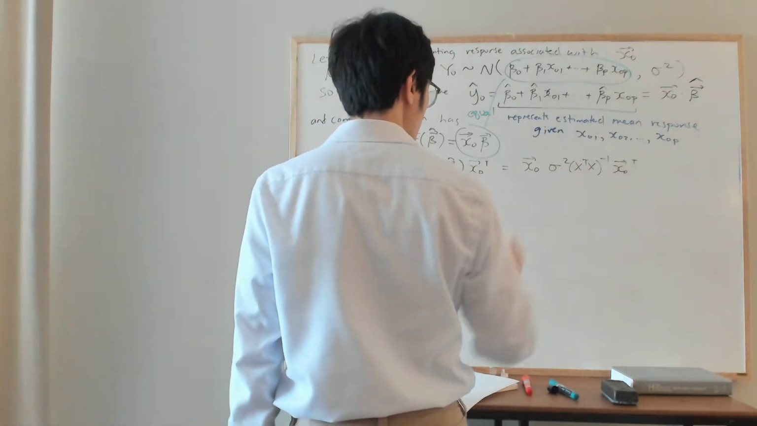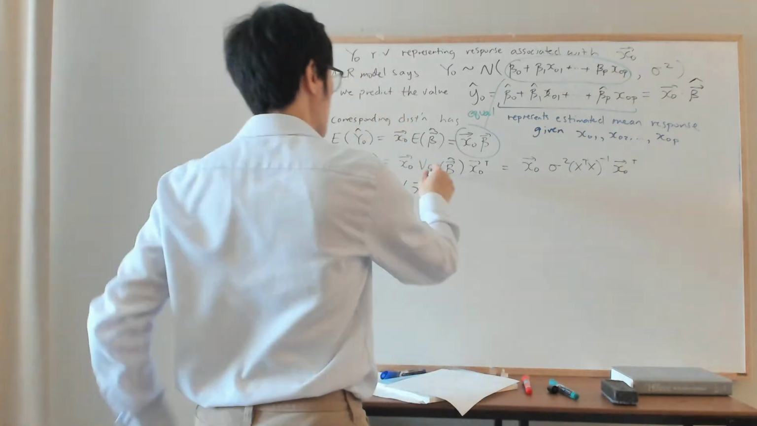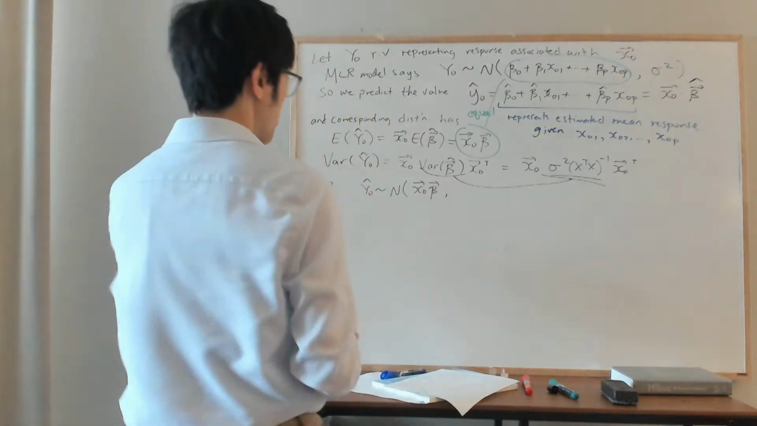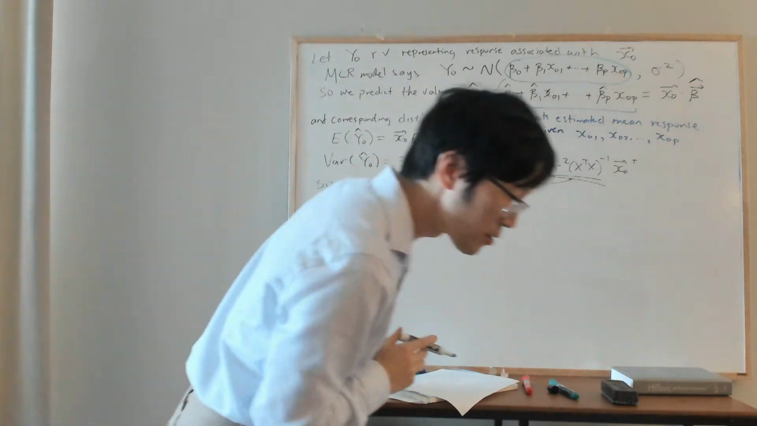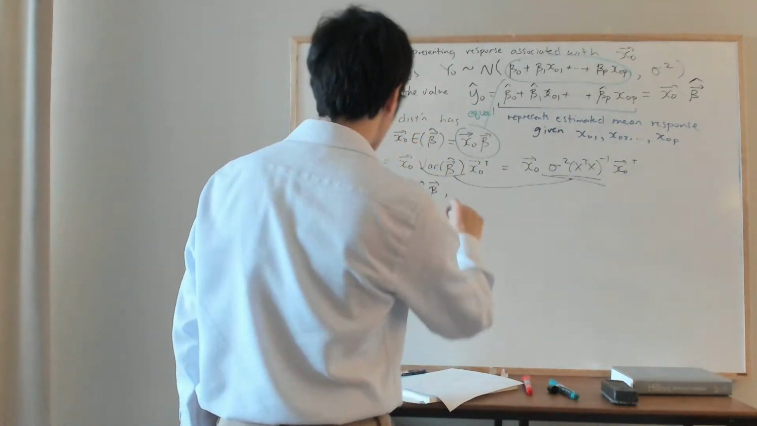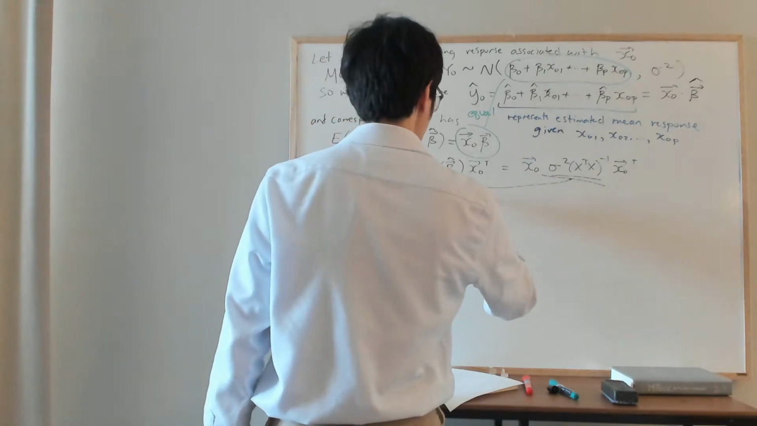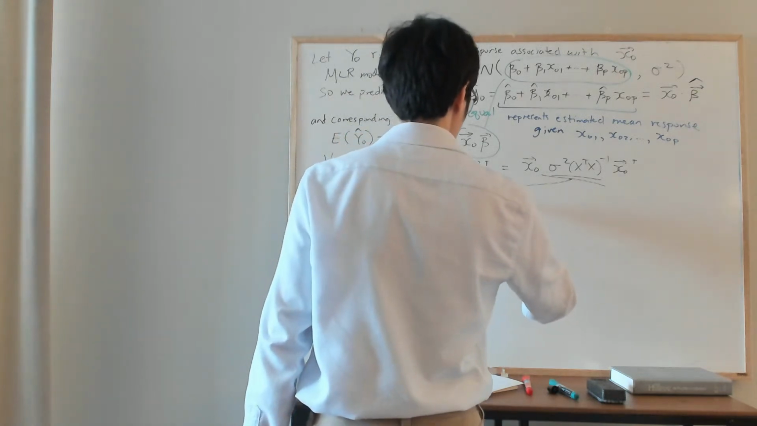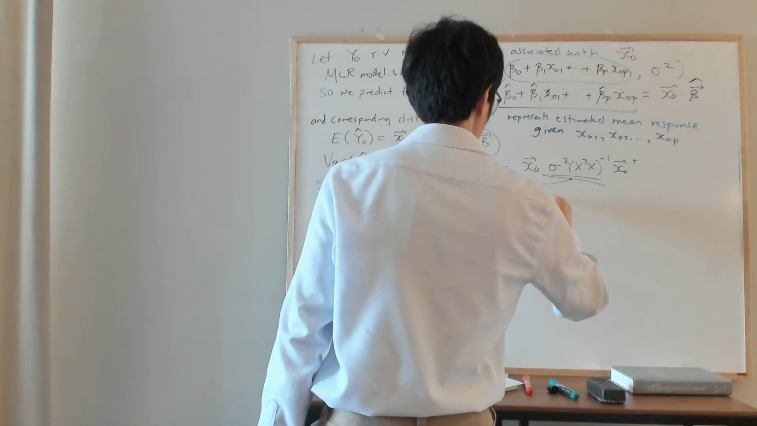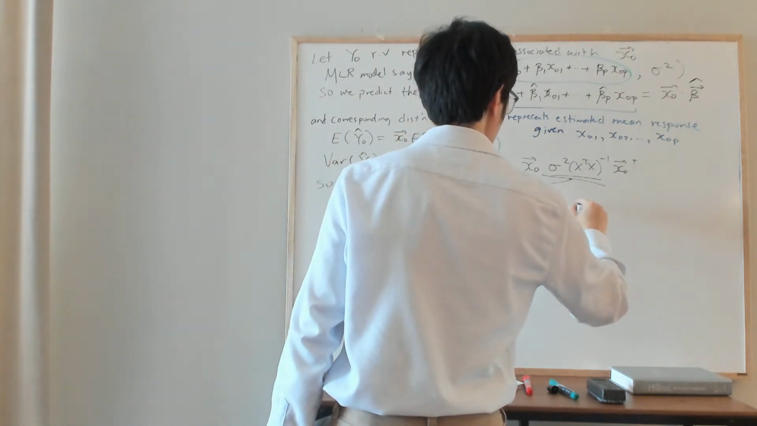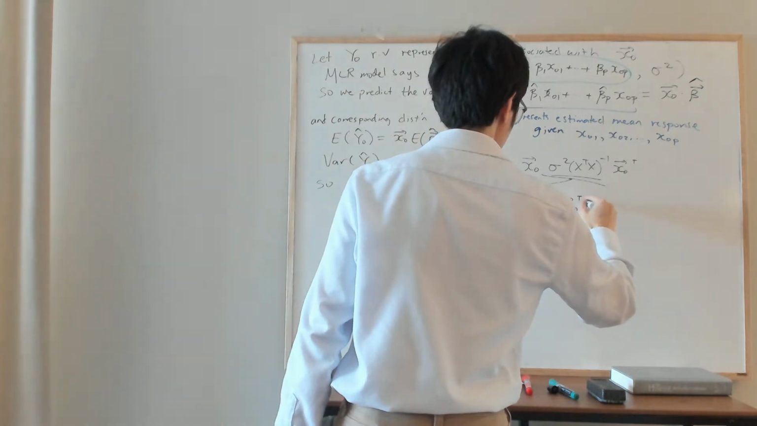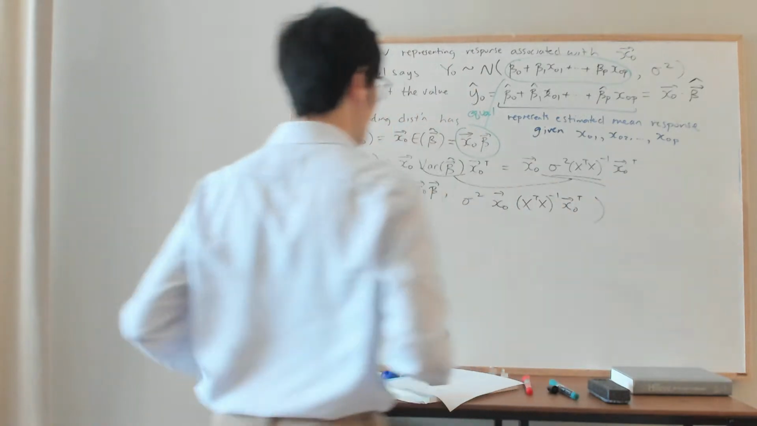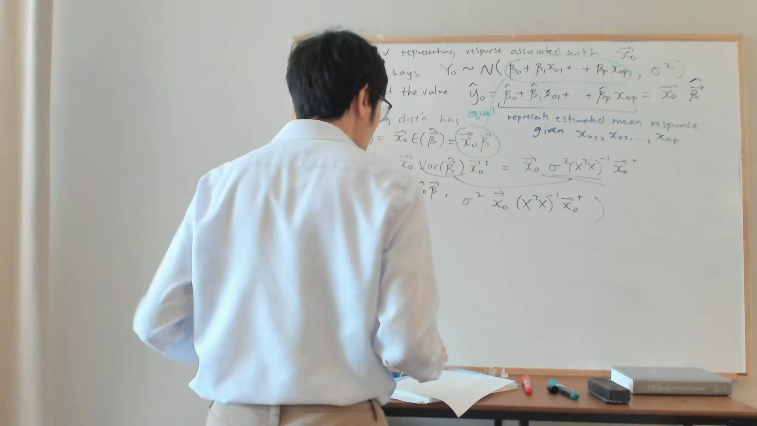Okay, that's better. All right, so put the sigma squared back in for the variance, because that's the expression we got last time. So back to the normal distribution for y0 hat. Write the sigma squared first, and then x0, x transpose x inverse, x0 transpose. Okay, there we go.